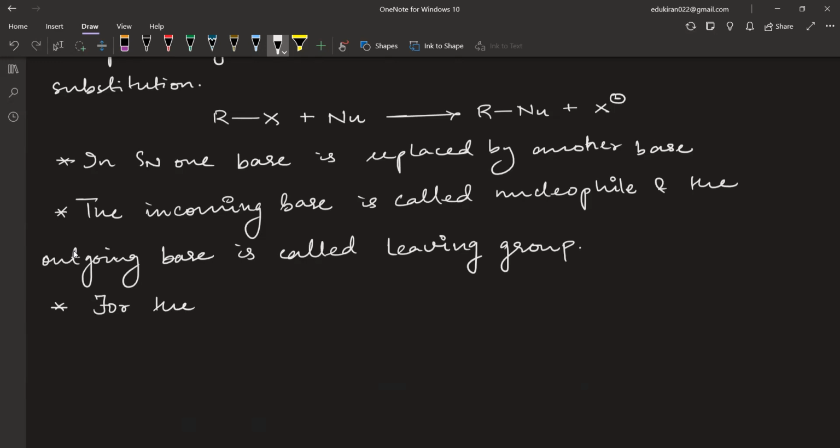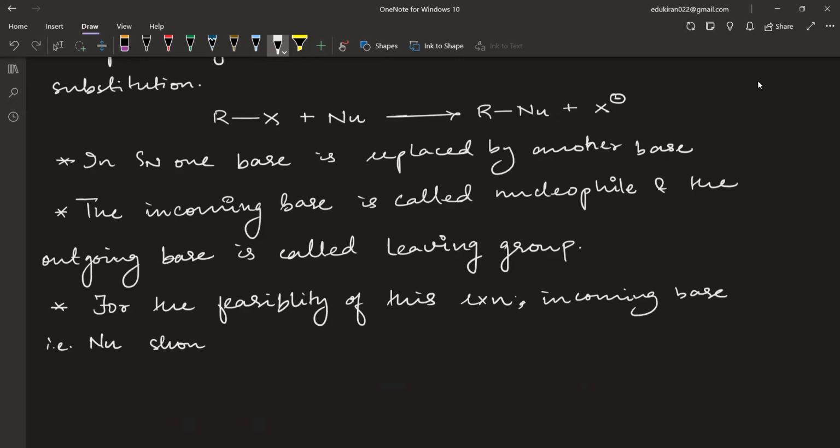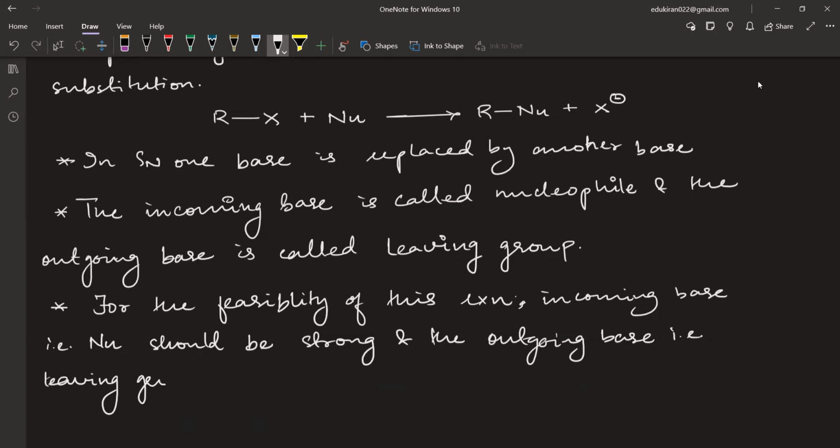That means for this reaction to happen. Feasibility is a small word, which means for this reaction to happen. For the feasibility of this reaction, whenever I write Rxn, it means reaction. For the feasibility of this reaction, the incoming base, that is nucleophile, should be strong, and the outgoing base, that is leaving group, should be weak. The leaving group should be weak.